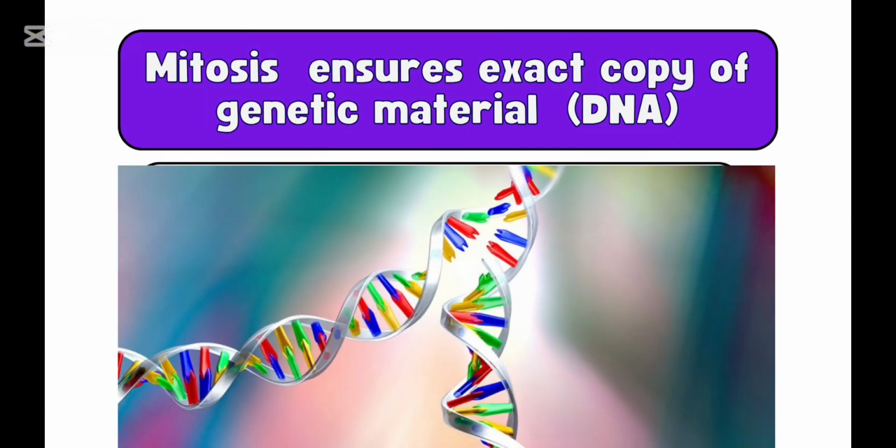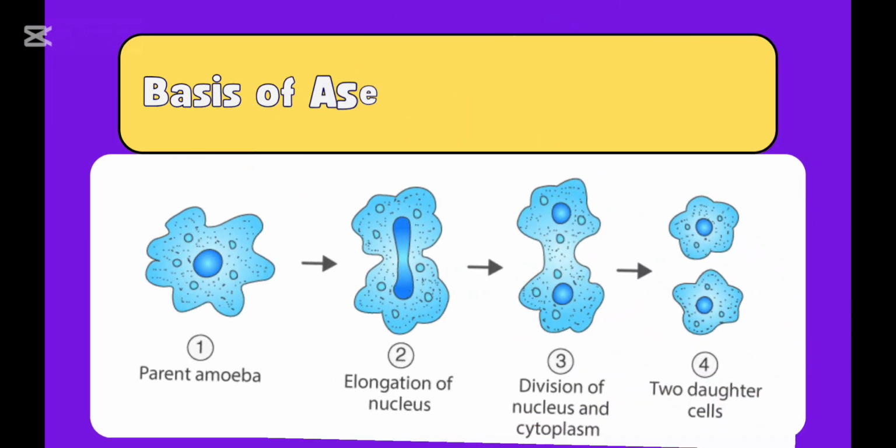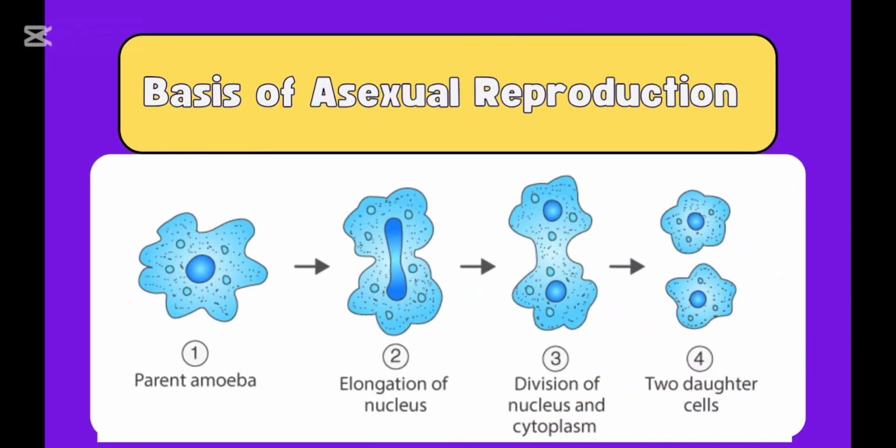Three: mitosis ensures an exact copy of genetic material. Like a man, we have 46 chromosomes and it must remain the same during each cell division. Finally, mitosis is the basis of asexual reproduction, like I said earlier. Microorganisms make use of mitosis to reproduce.